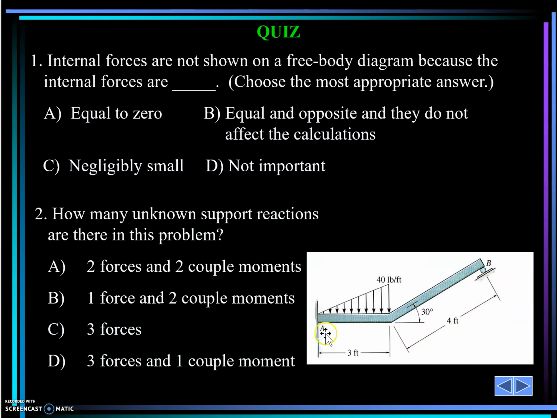Other problems like that: how many unknowns do I have here? One unknown at point B, right? And three unknowns at point A. So that is basically what we have.